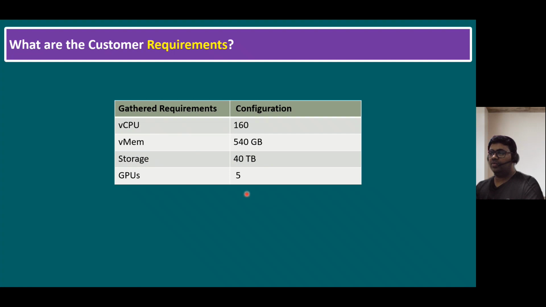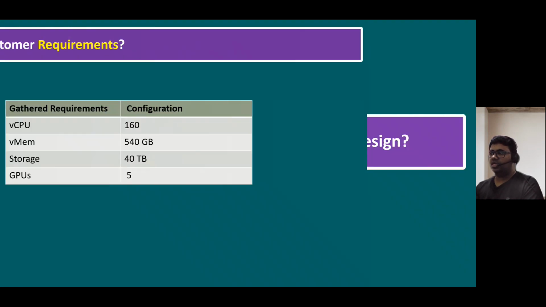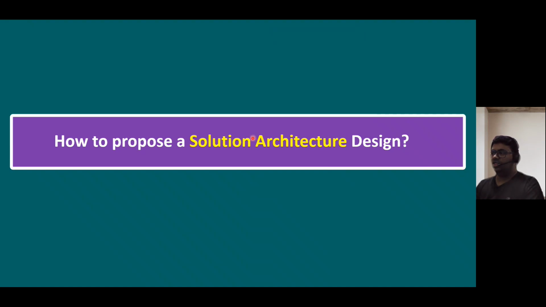Now, before we provide a solution, just now we talked about some basic functionality of vSphere with Tanzu. Tanzu is an enterprise Kubernetes platform. It also provides container as a service. Okay, so once we collect this customer requirement, now it's a good time to propose a solution architectural design. So let's start explaining how to propose a solution architecture design.